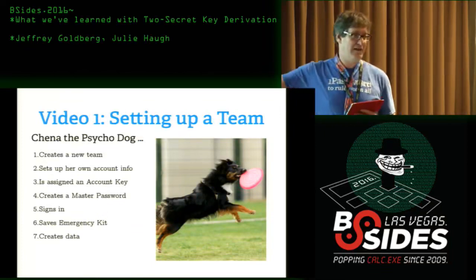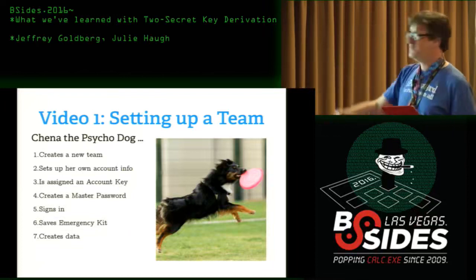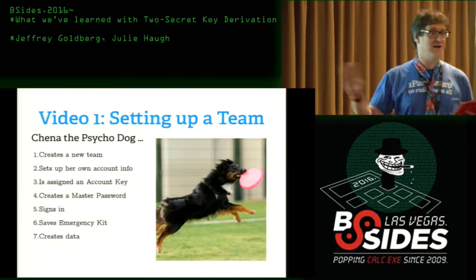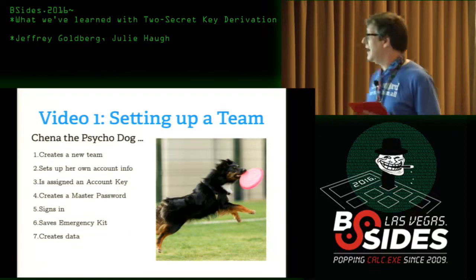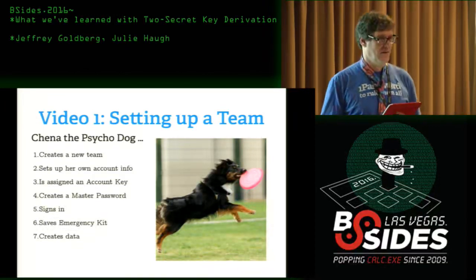Okay, so Chain of the Psycho Dog. She's really sweet, except for when she isn't. Catches frisbees, balls. We have no idea who trained her to do this. But anyway, she's going to be our team leader.